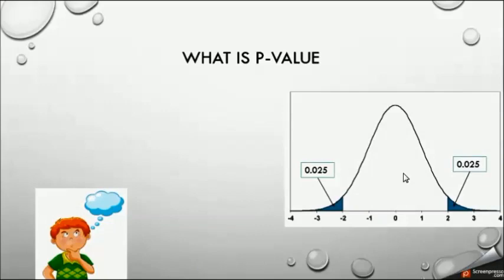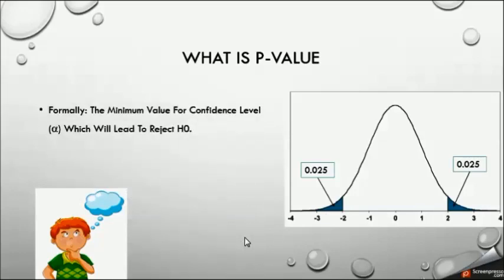So here in the graph we have the standard normal distribution with acceptance region in the middle, for example 95%, which is the confidence level. We have alpha to be 5%. In case of a two-sided test, or two-sided hypothesis, we have 2.5% to the right and 2.5% to the left. So what is the p-value?